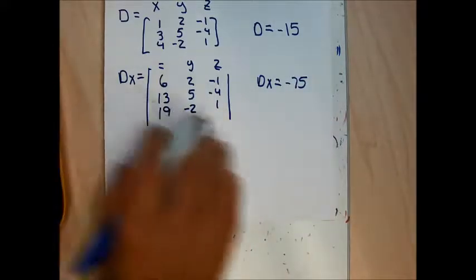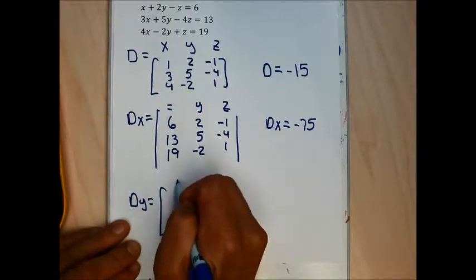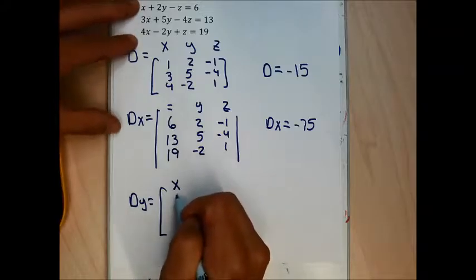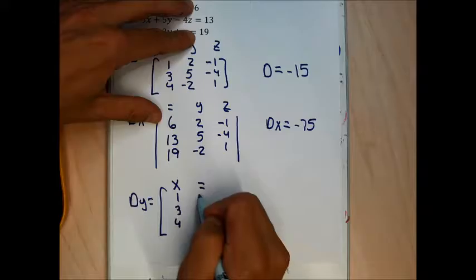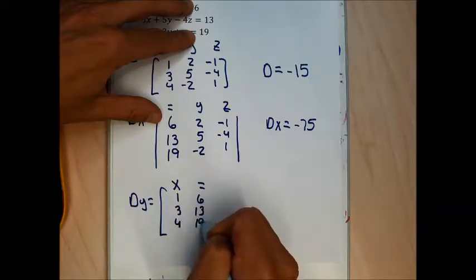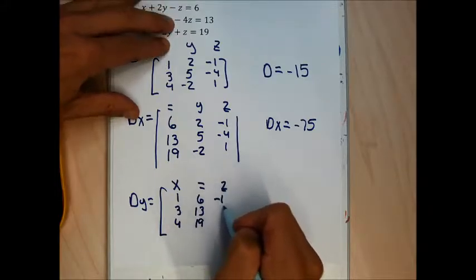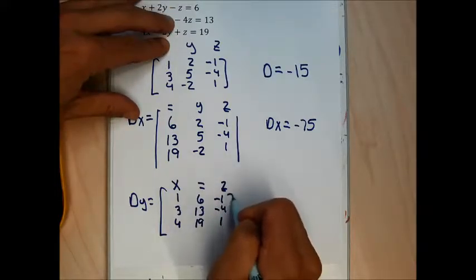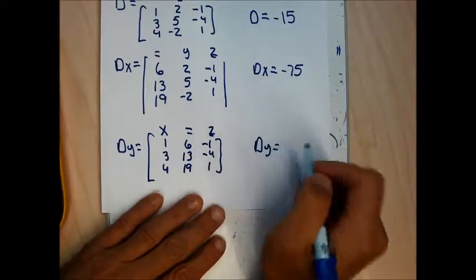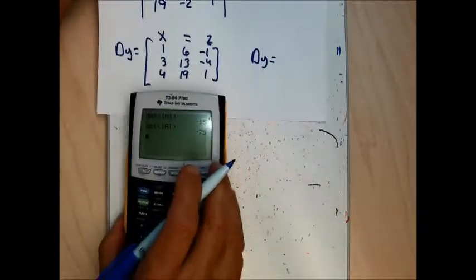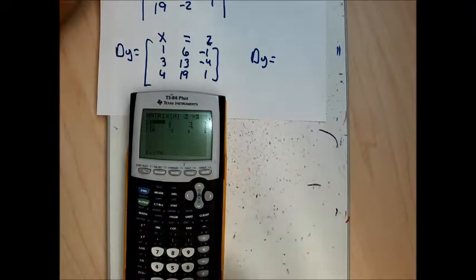Now I'm going to find D sub y. D sub y is going to have numbers from the x column first, which are 1, 3, and 4. Then the numbers from the equals column, which are 6, 13, and 19. And then the numbers from the z column, which are negative 1, negative 4, and 1. I'm going to enter that as a 3 by 3 matrix and use my calculator to find out what D sub y is.